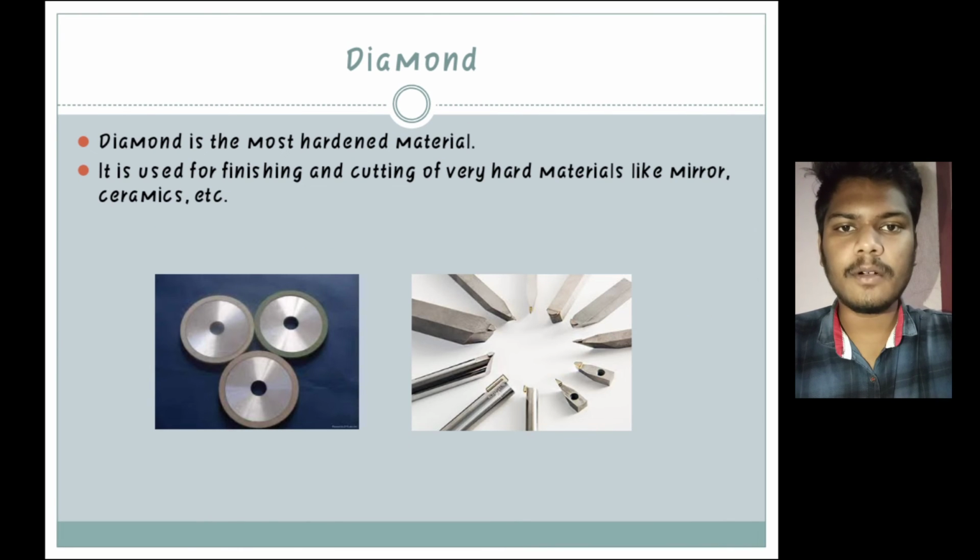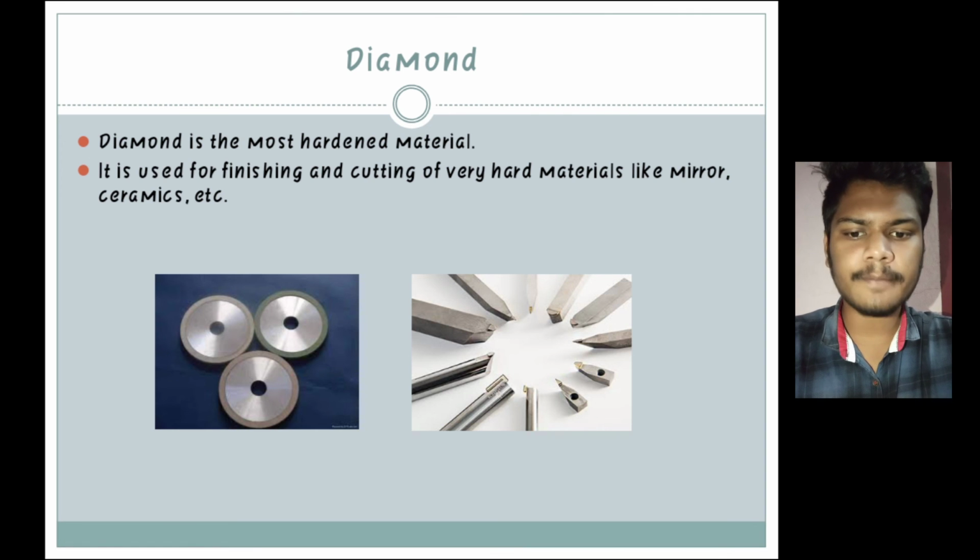Finally, let's see about diamond. Diamond is the hardest material in the world, so it is used for finishing and cutting of very hard materials like mirrors and ceramic, etc. It is a very expensive material, so we are using this for cutting and finishing of very hard materials only.